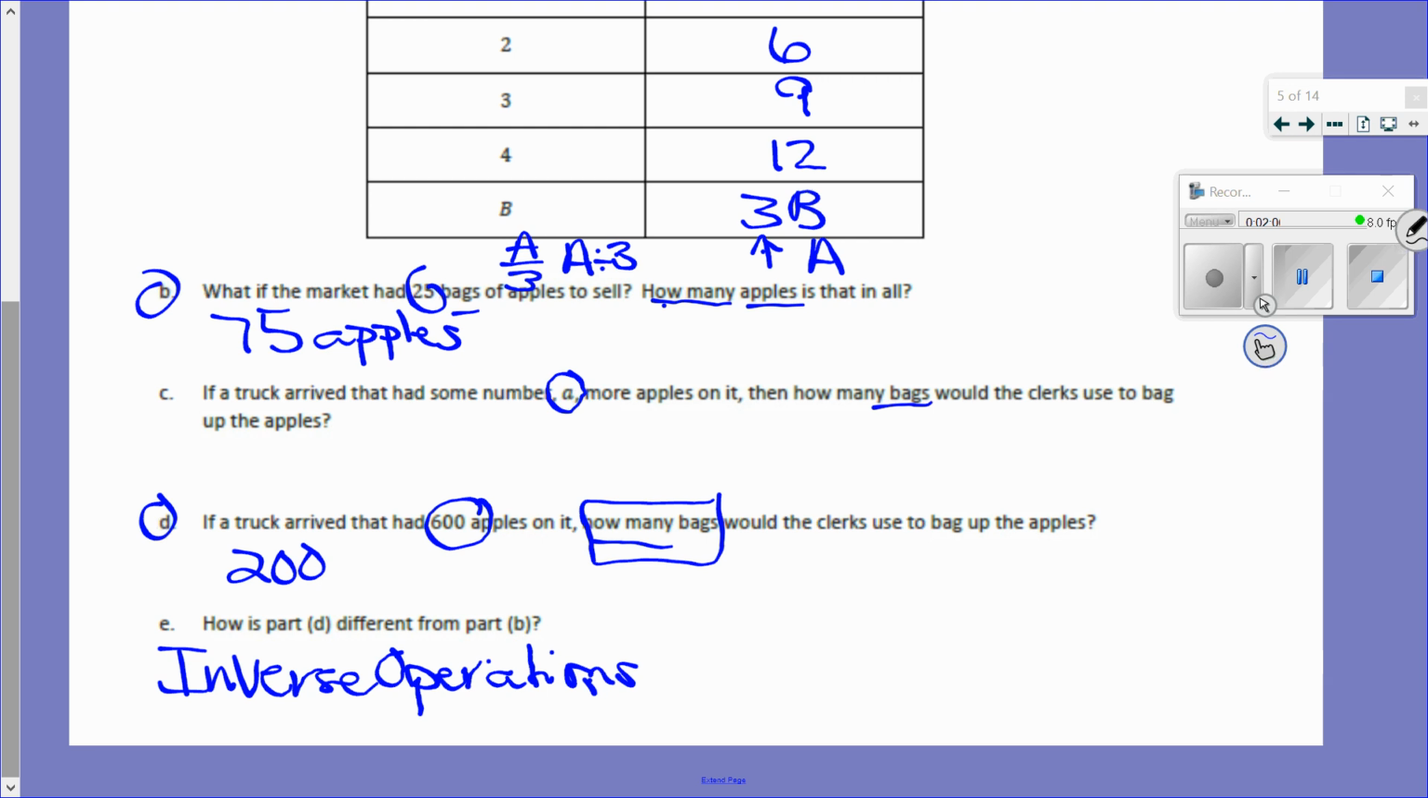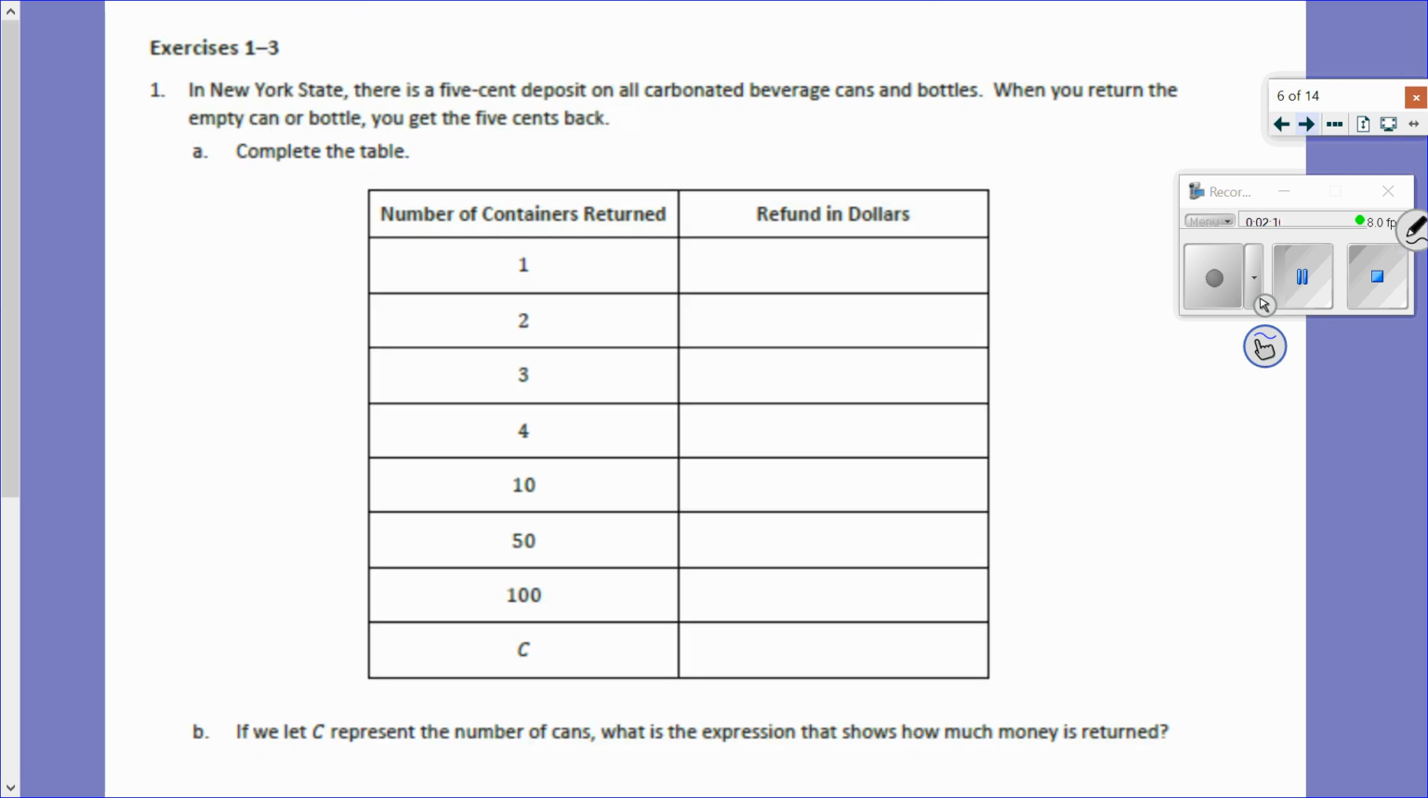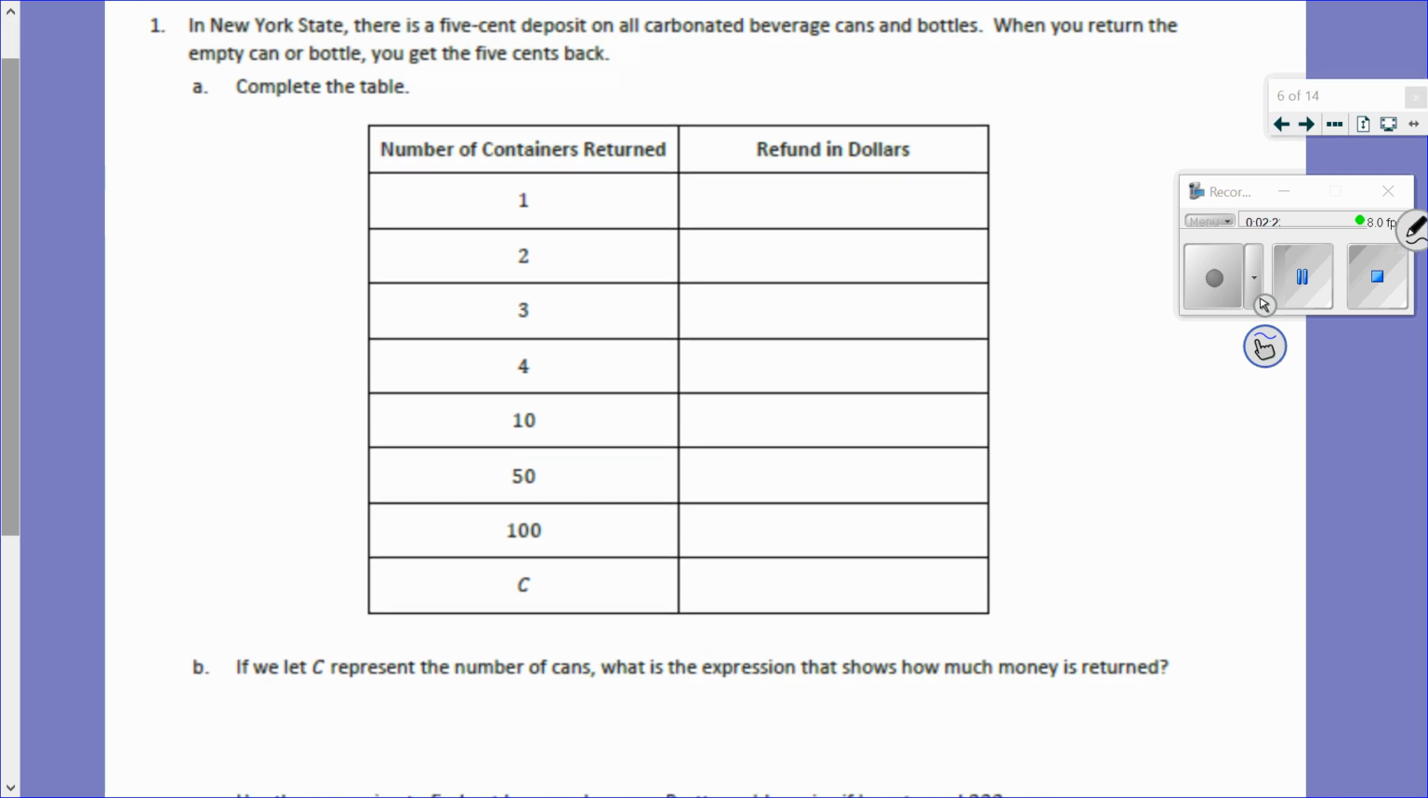Yes. Okay, go ahead and turn to page 91. Did we do some of this one? Yeah, we did the chart. You did the chart? Okay. So I'm going to go ahead and fill in the chart just for the video.